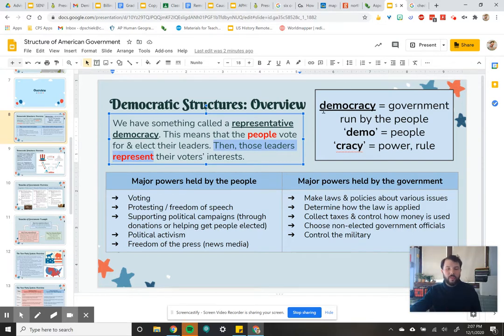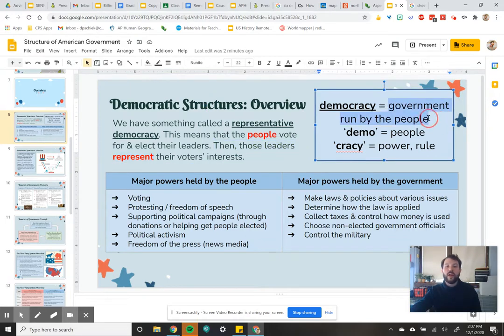Just another helpful way to remember what the word democracy means and where power lies in a democracy is that democracy is a government that is run by the people. So demo, that root word, means people. And then the second half of the word, krasi, or in Greek, kratia, means power or rule. So it is a government that is run by the people. Even though in America, people might not explicitly make the laws, they at least choose the representatives who are going to make those laws and decide how the government is going to run.